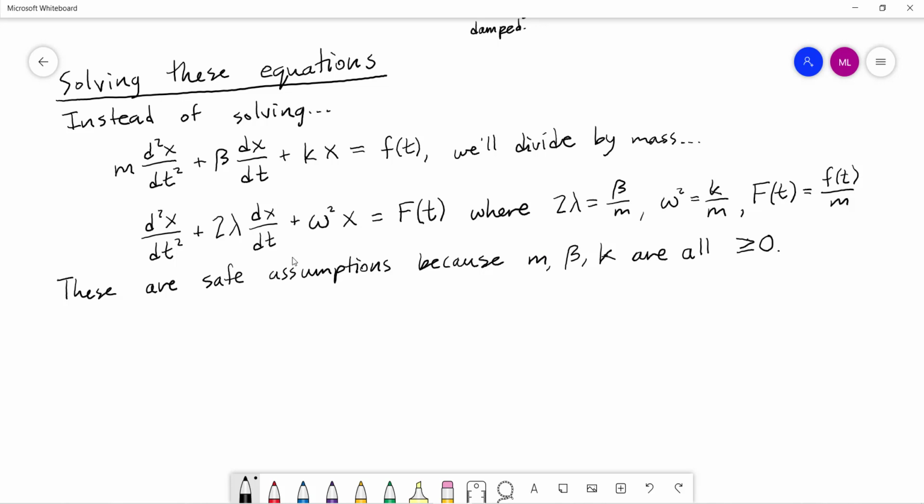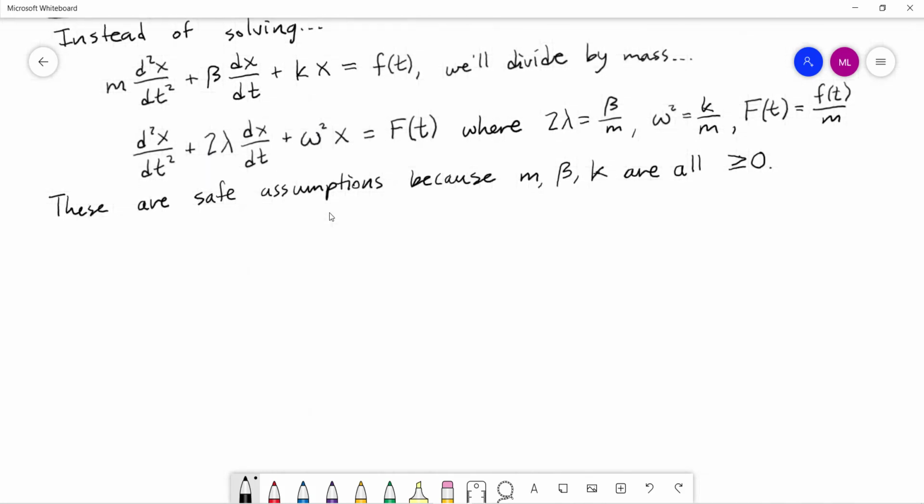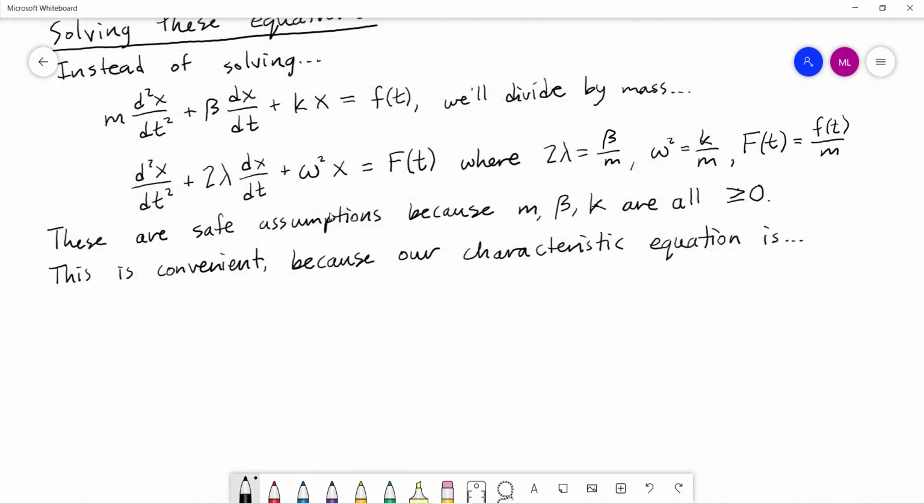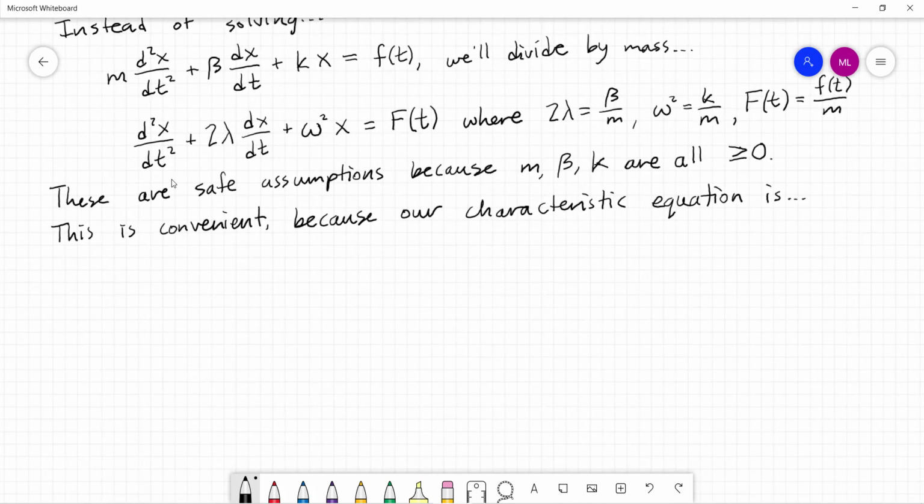So again, why did we put a 2 here? Why are we calling this omega squared? It's because of the characteristic equation. This is convenient because our characteristic equation, looking at this differential equation, the characteristic equation for the left-hand side is now going to be the following.